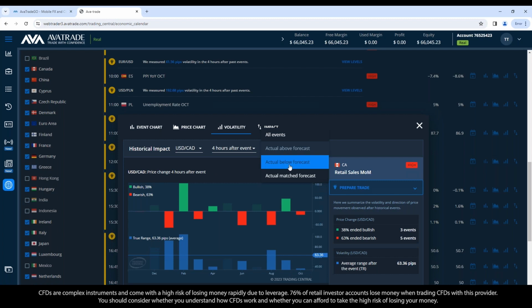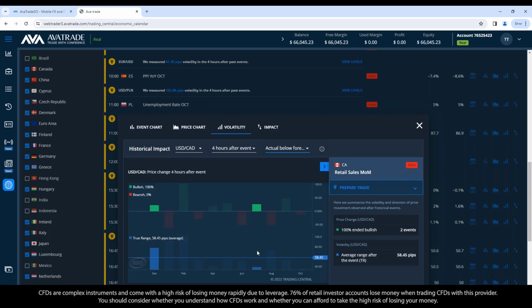If this comes in below forecast, the USD strengthened 100% of the time. So pretty one-to-one relationship here. If the data disappoints, it comes in below forecast out of Canada on retail sales, USD has pulled the Canadian dollar down quite significantly. Okay, 58 pips. I mean, the USD has gone up against the Canadian quite significantly. Average range movement of over 58 pips.